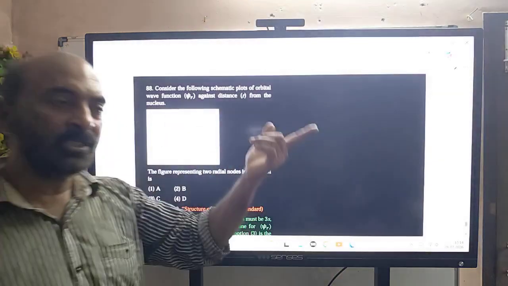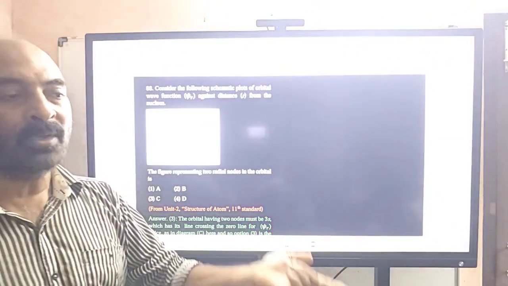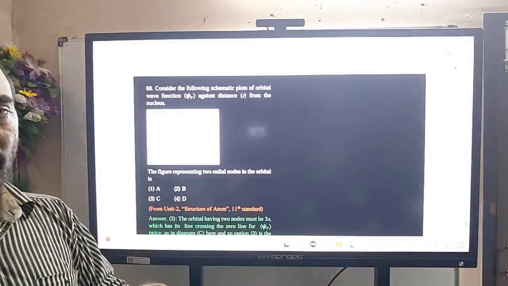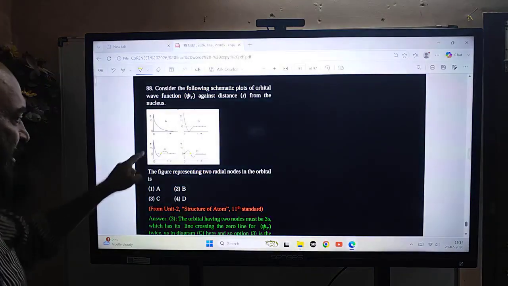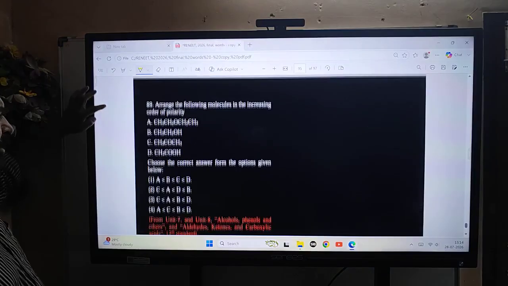When there are 4 regions of probability, there will be 3 nodal spaces. When there are 5 regions of probability, there will be 4 nodal spaces in between. Okay? So, this is our answer. And the last question. No, not last.